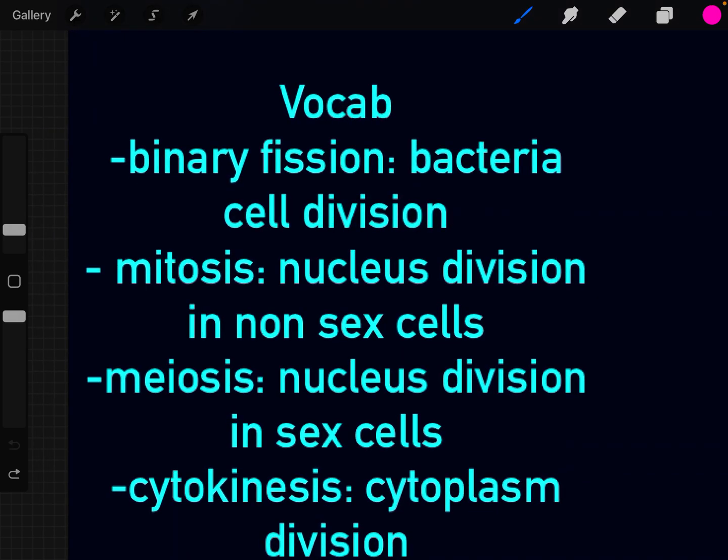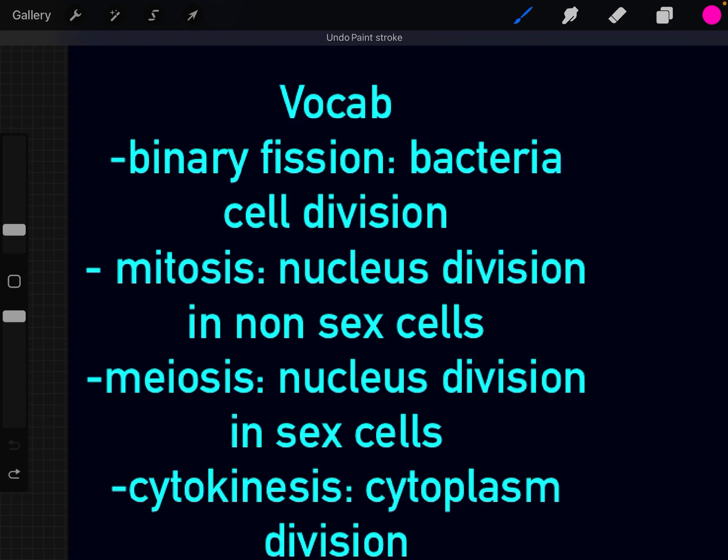So some important vocab. This will probably come up on the AP Bio test: binary fission. I feel like that was on one of my multiple choice questions. So binary fission is bacteria cell division. Remember, bacteria are single cell prokaryotes. And prokaryotes, remember, they came before eukaryotes. They don't have a nucleus and they don't have other membrane-bound organelles. And so basically when bacteria divide, they're creating a whole new bacteria, since bacteria are only made up of one cell.